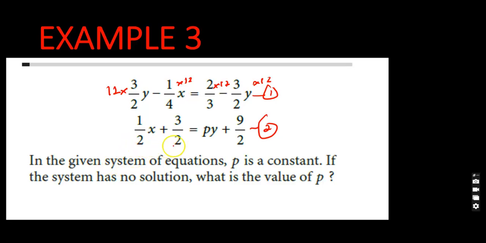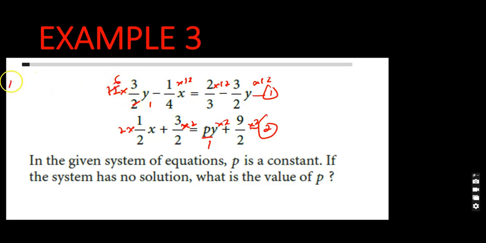What is the LCM of equation 2? This is like over 1. Yes, the LCM of the denominators of equation 2 is 2. So I multiply each term by 2. So this will give me 2 L1, 2 L6.